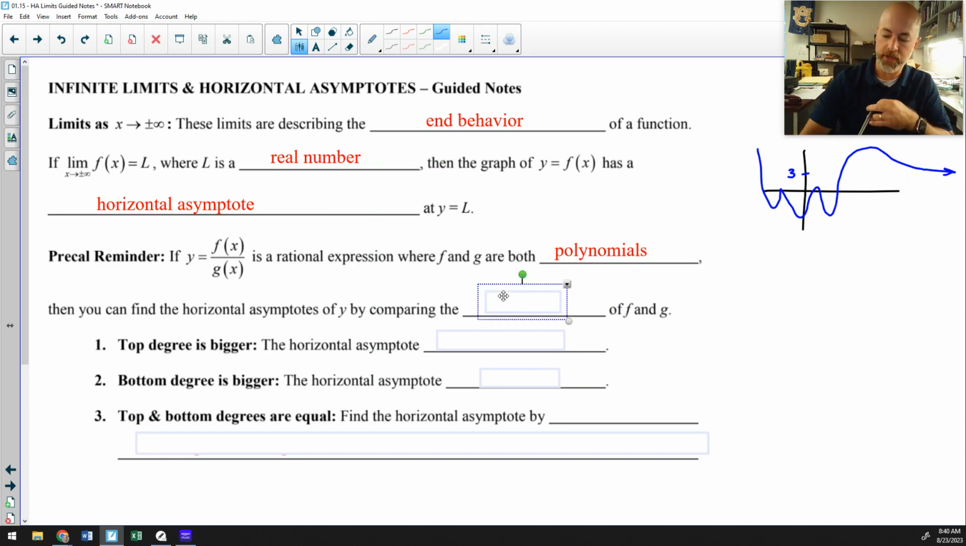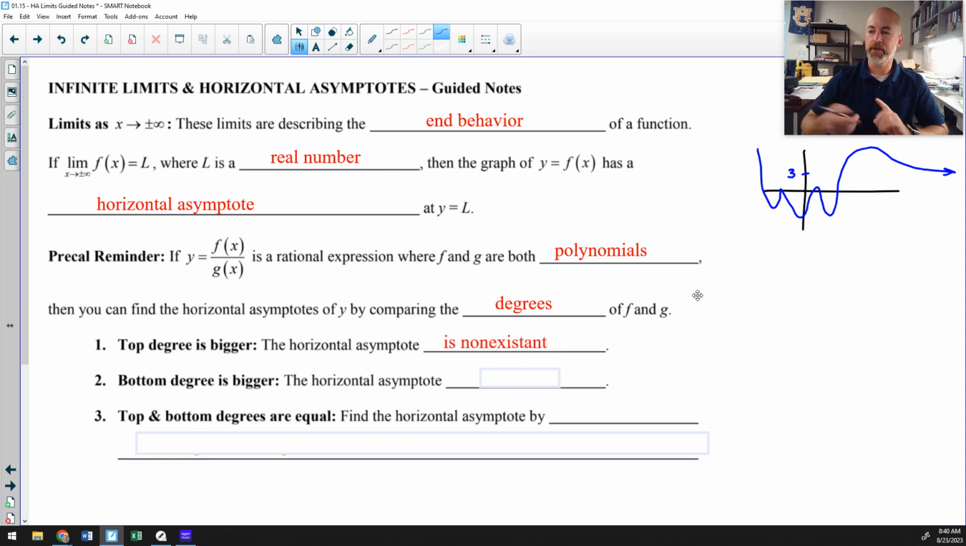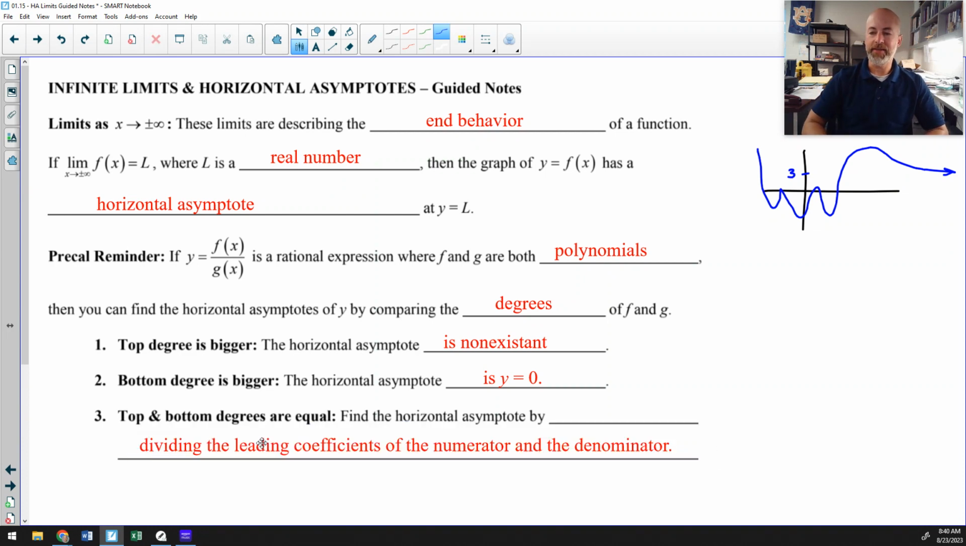You can find the horizontal asymptotes of that function by comparing the degrees of the numerator and the denominator, which are f and g in this example. If your top degree is bigger, then you do not have a horizontal asymptote. I'm going to come back and talk about that in just a second. If the bottom degree is bigger, you may remember that means your horizontal asymptote is y equals 0. So you will approach the x-axis as you go to positive and negative infinity. And if the top and bottom degrees are equal, you find the horizontal asymptote by dividing the leading coefficients of the numerator and the denominator.